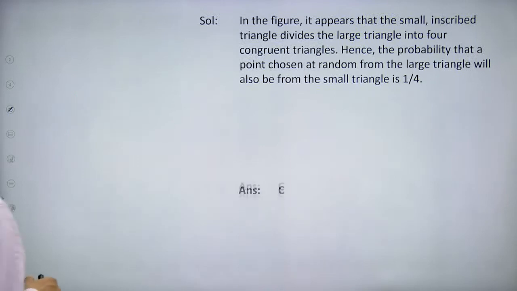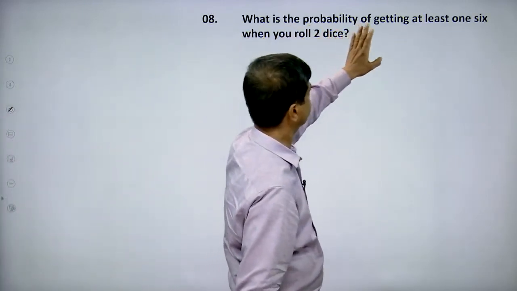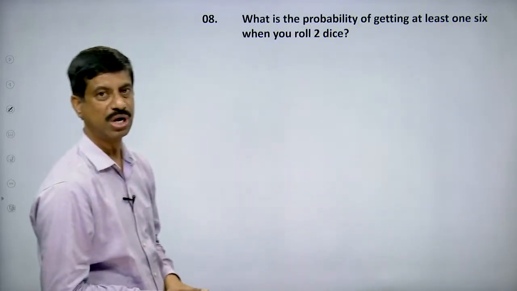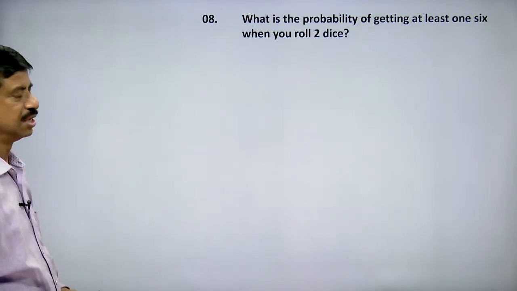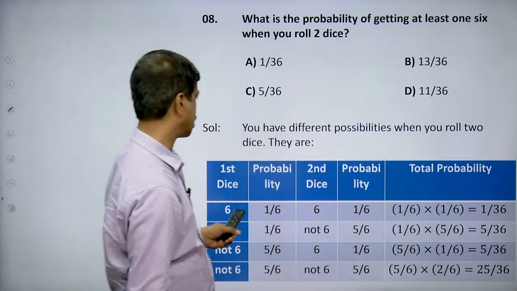Okay children, let's go to the next question. What is the probability of getting at least one 6 when you roll 2 dice? Children, this we have already discussed. So again, let us see what it is.